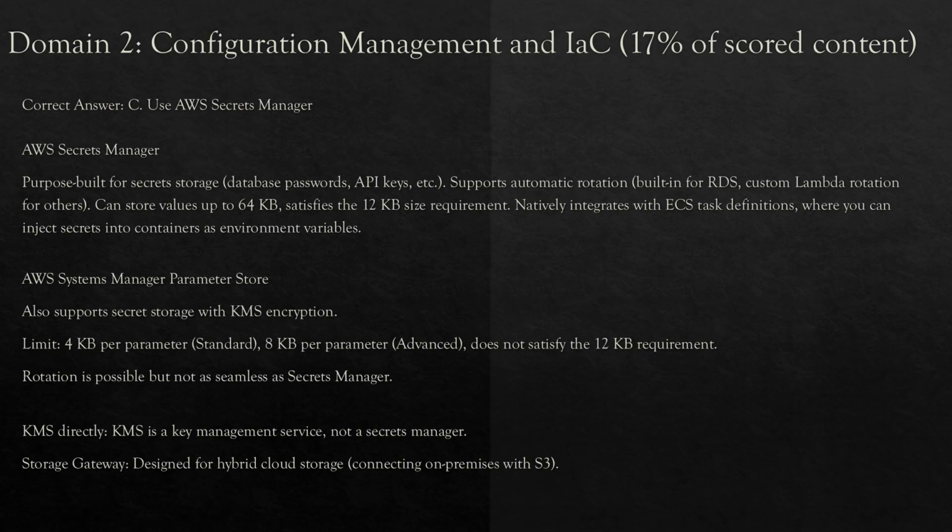The right answer is AWS Secrets Manager, which is purpose-built secret storage for database passwords, API keys, etc. It supports automatic rotation, and it can store up to 64 KB. So it satisfies all the requirements mentioned in the question, right? Now, why did we not choose Systems Manager Parameter Store? Because it has a size limit. Rotation is possible, but not as seamless as Secrets Manager. You definitely need some other service, right? In Secrets Manager, it's just automatic. You just enable it by default.